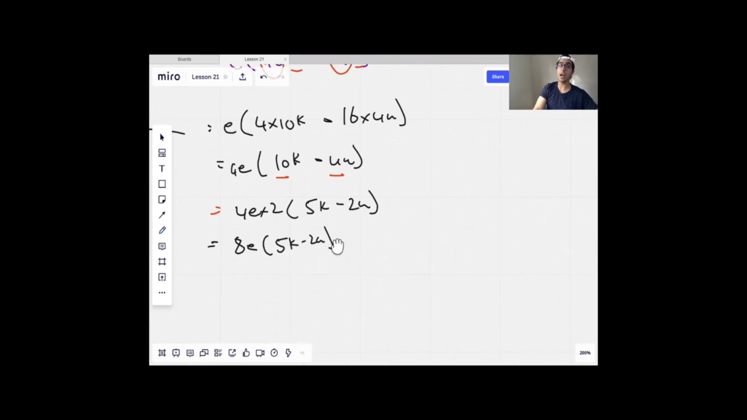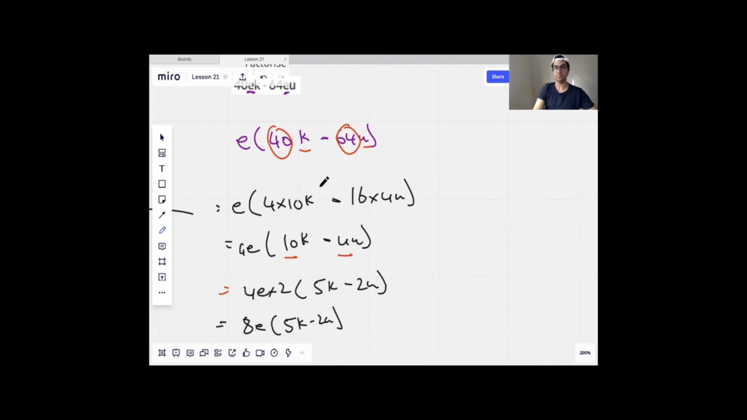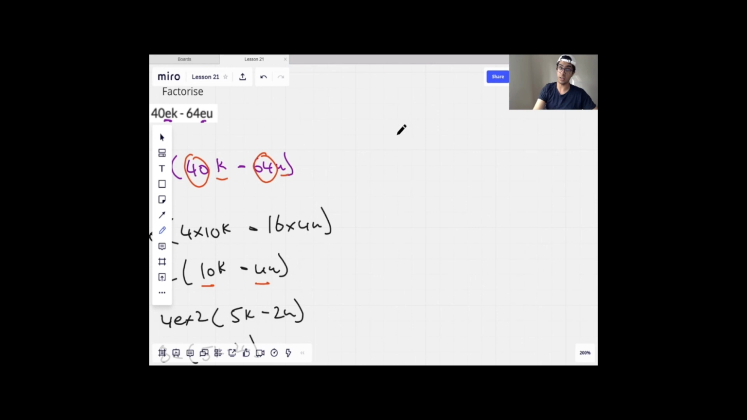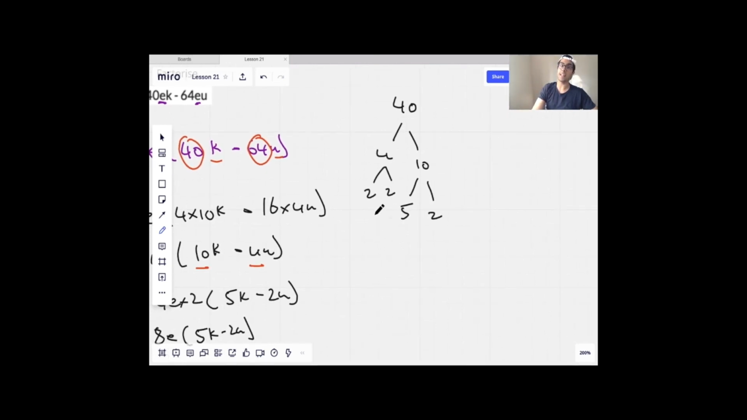And so a lot of the time, the process of factorization might take multiple steps, and don't be worried to take multiple steps, because it's not always easy to factorize, especially with numbers like 40 and 64. So if you're struggling with finding factors, we can go back to our prime factorization trees. So we can go 40, and then we go 4, 10, and then we have 5, 2, and then 2, 2.